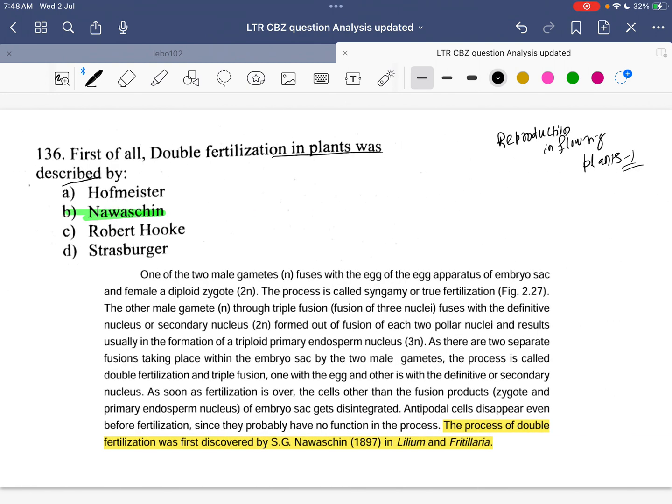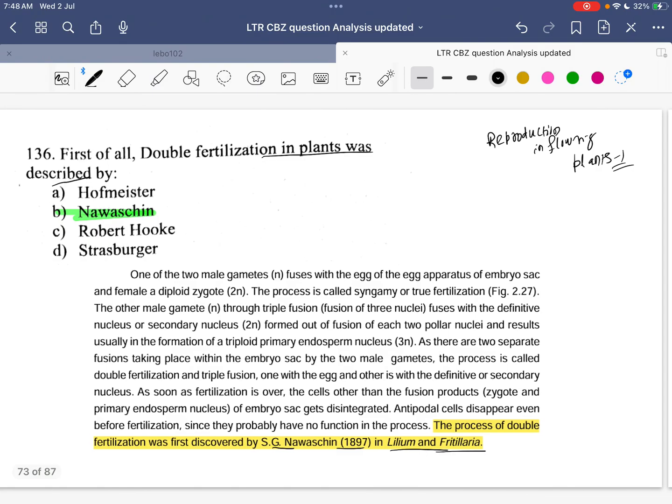136. First of all, double fertilization in plants was described by. So here it is mentioned that the process of double fertilization was discovered by S.G. Navashin in Lilium and Fritillaria.